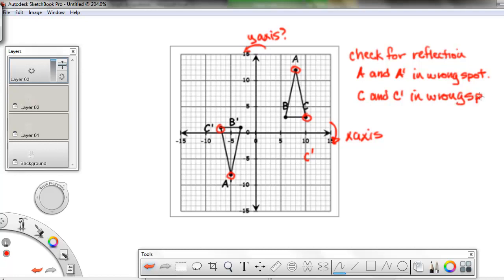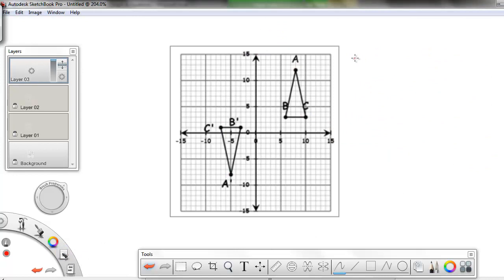C and C prime are on the wrong sides, they should both be on the right side. So that means by default it has to be a rotation. And this is where you just have to make a guess. If you think it's a 90, you'll check it for a 90. If it's 180, check it for a 180. You just have to make a lucky guess. Looking at this, I'm going to check for a 180. That's just my flat out guess. I think it's a 180 rotation, followed by some translation, which we'll find out a little bit later.